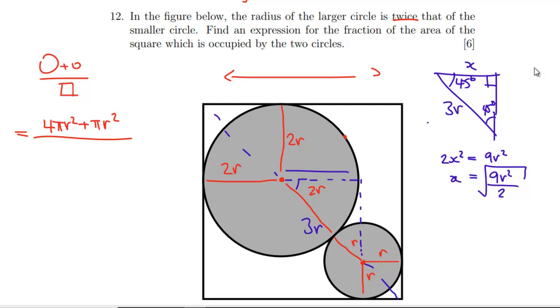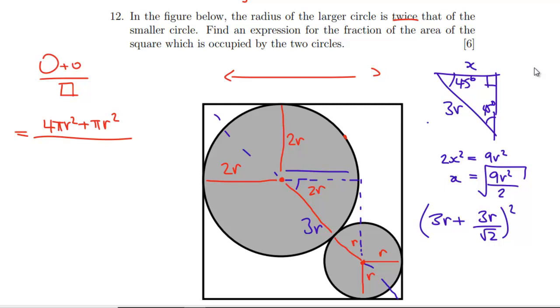So the area of our square, we've got 3r plus 3r divided by root 2, and then we need to square all of that. So that seems okay, doesn't it? I'm quite happy with that, I think.